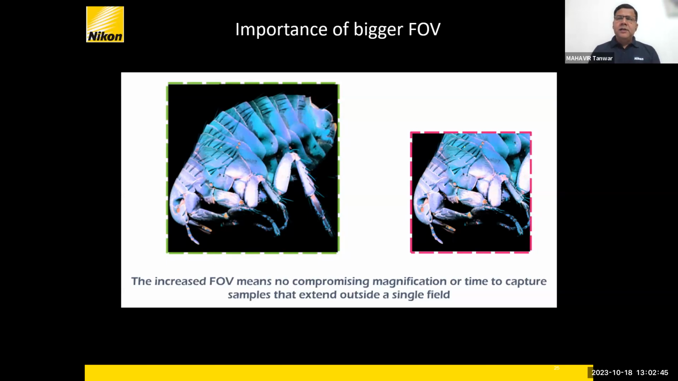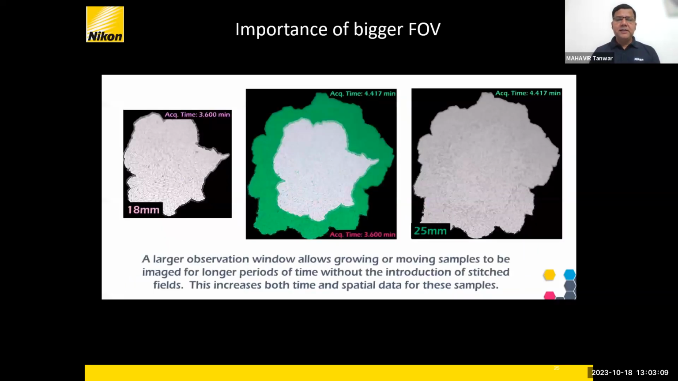Now, it's not just a feature. There is a reason behind it. Why? If you see this image left and right, the user has captured this whole image in one shot. Had it been a smaller field of view, you would need to capture two or three frames. It would have taken time for that. And of course, the exposure of the sample again on the same area may have developed phototoxicity.